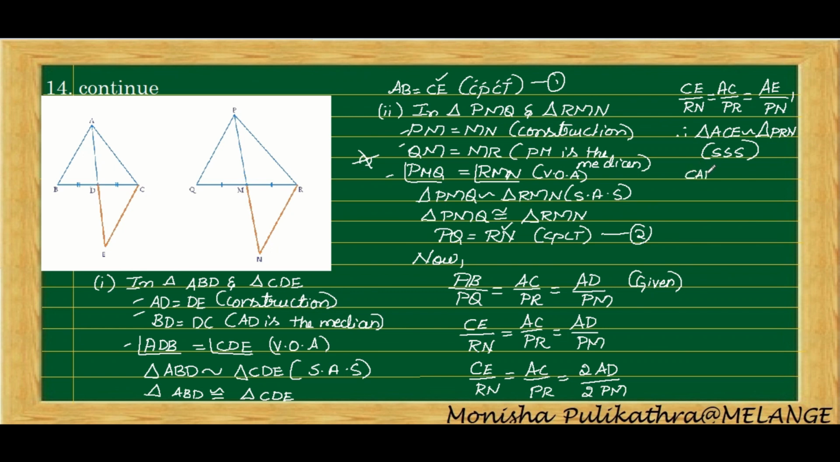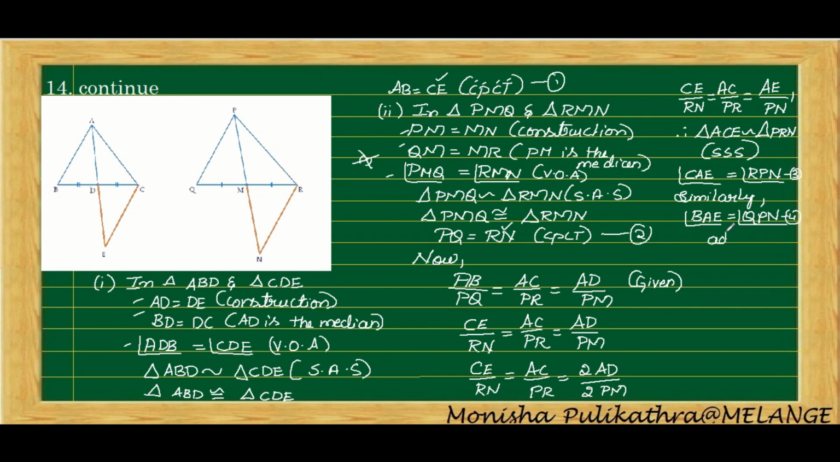Angle CAE is equal to angle RPN. Similarly, angle BAE is equal to angle QPN. Let this be equation 3 and this be equation 4.